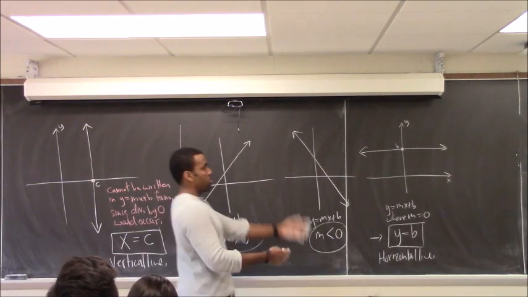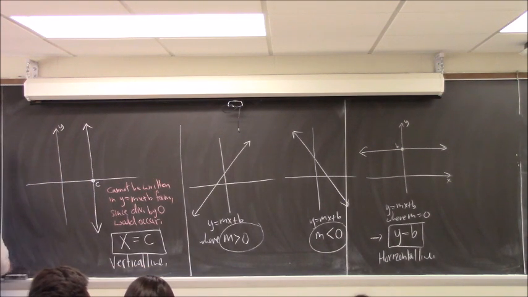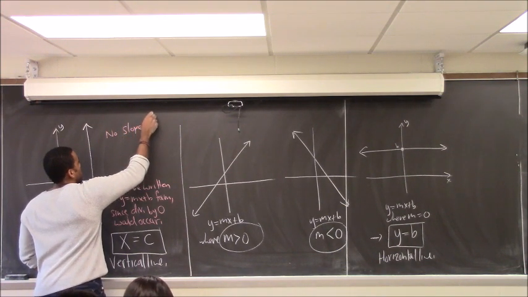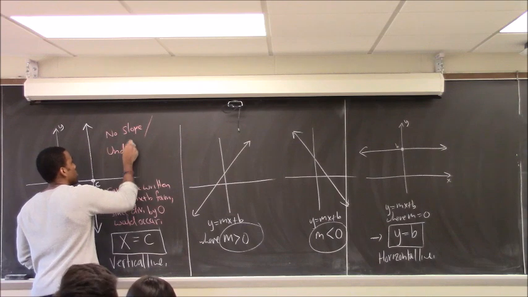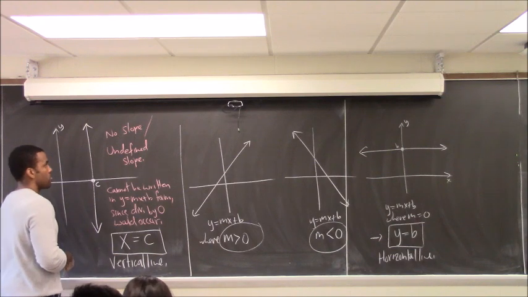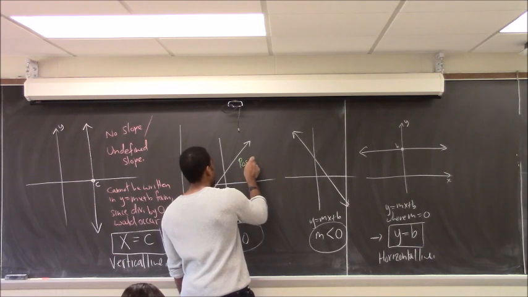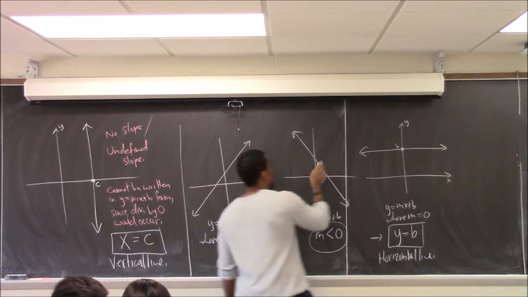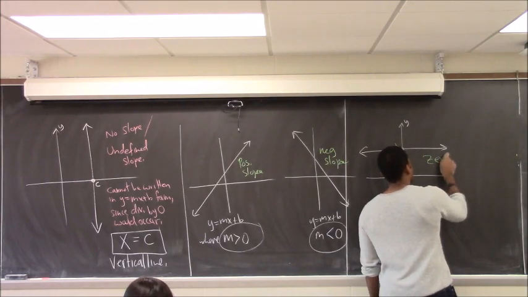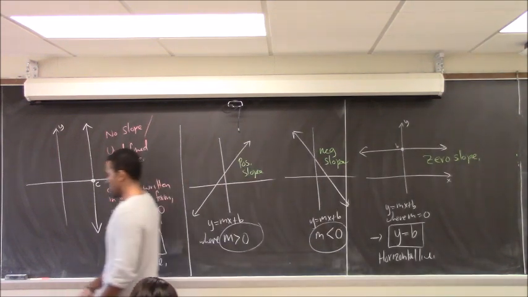So positive slope, negative slope, horizontal or 0 slope, and this is just no slope. So this is no slope. Some people might describe this as undefined slope. So this guy represents a line with positive slope. This guy represents a line with negative slope. This guy represents a line with 0 slope. So that's important.